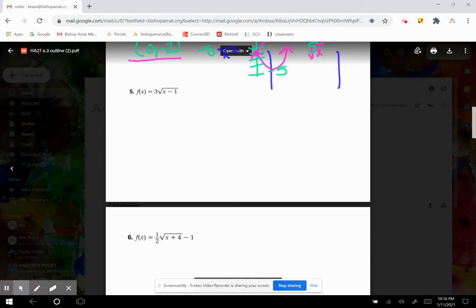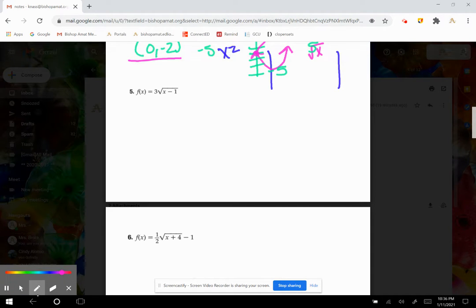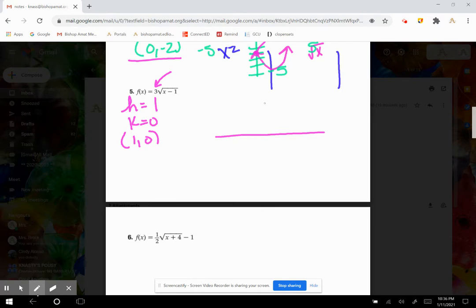Okay, let's go to number 5. We'll talk about our h and k, and then we'll use our calculator. So our h is 1 because you take the opposite. Your k is 0, so your vertex is 1, 0. Now we have this 3, and we're going to look at that 3 using our calculator.